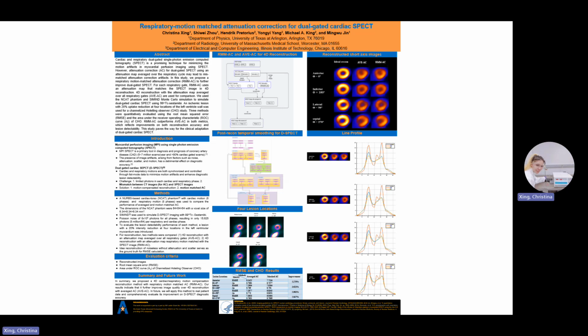As I conclude my poster presentation, I am excited to share our next step in this research journey. Moving forward, we will apply this method to real patient data and comprehensively evaluate its improvement on dual-gated SPECT diagnostic accuracy.